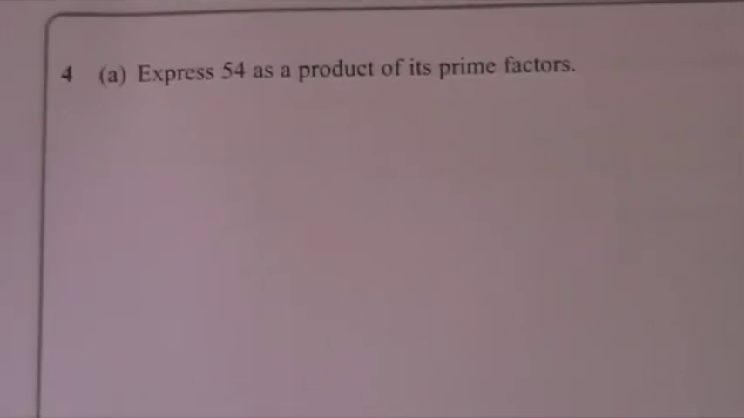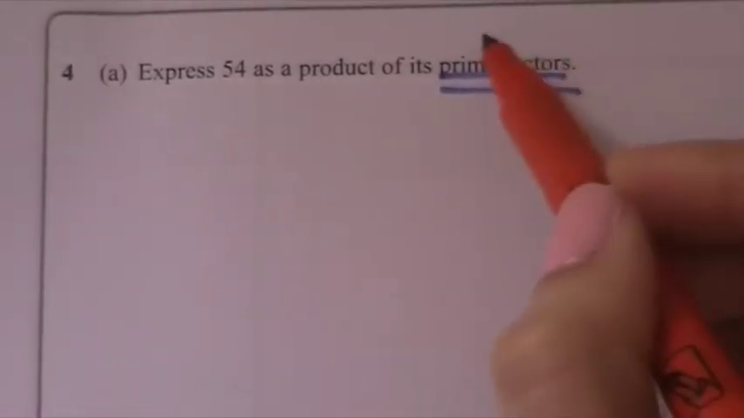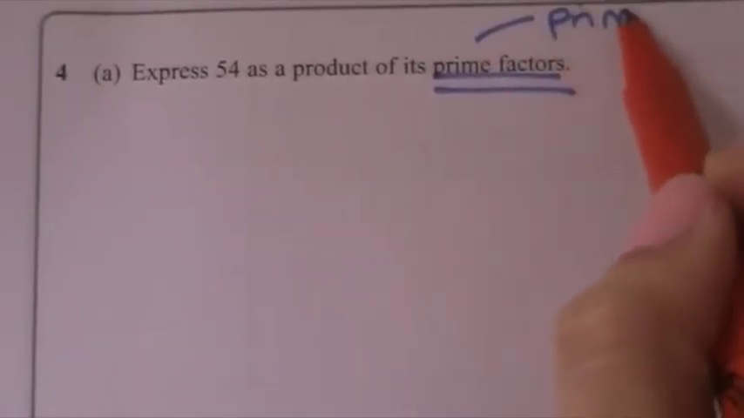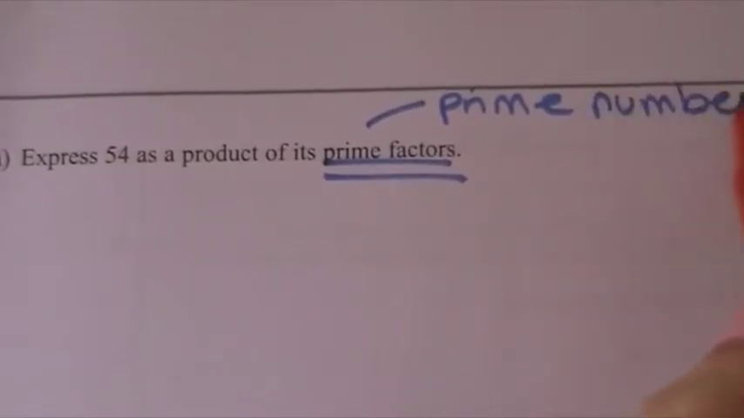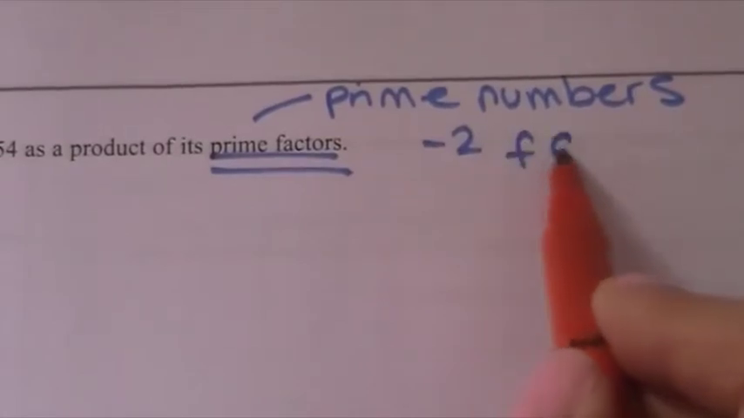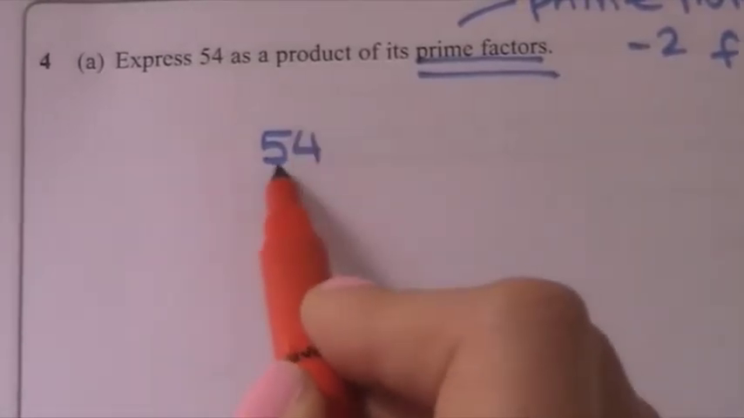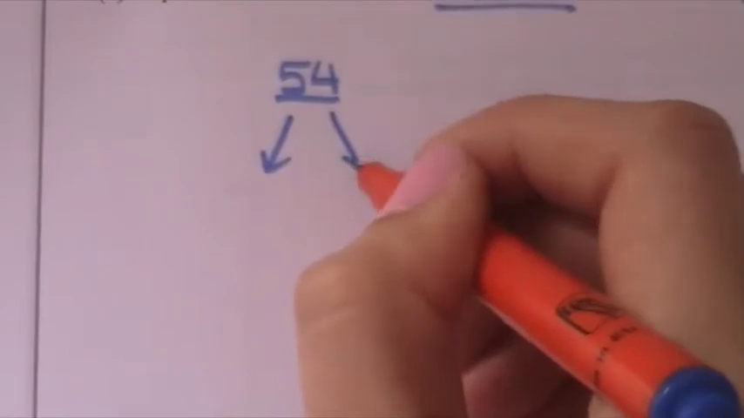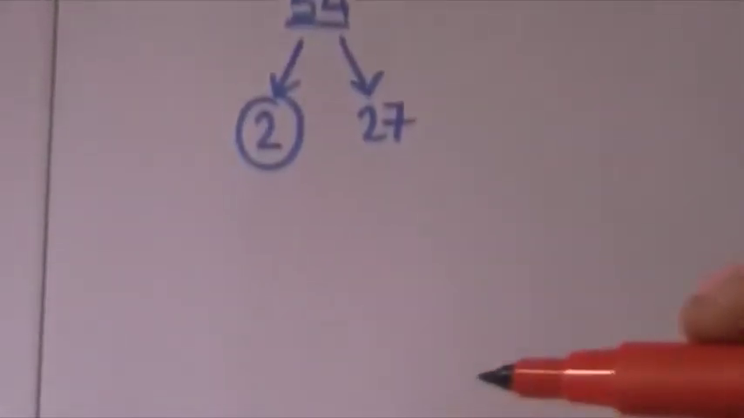Question 4a. Express 54 as a product of its prime factors. So we know prime numbers are numbers with only 2 factors. So if we draw a factor tree for this one, start at 54. So we could break that down into 2, which is a prime number, and 27.